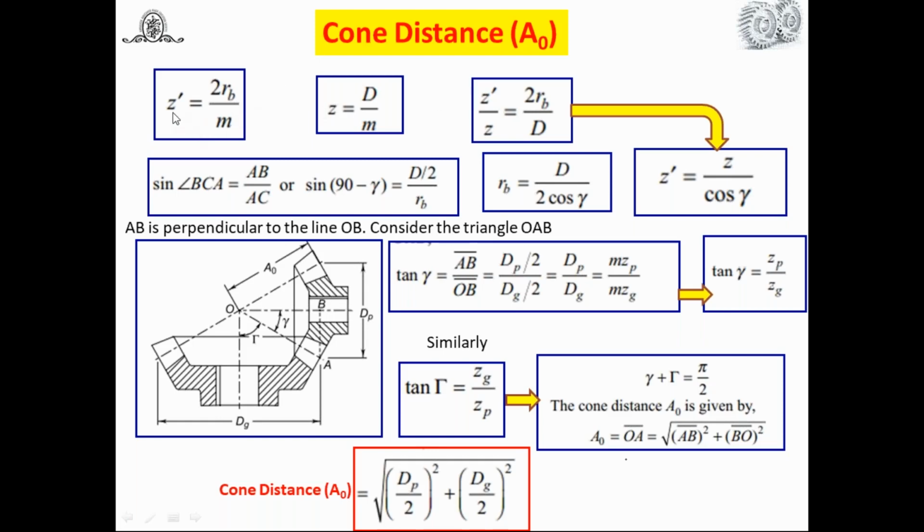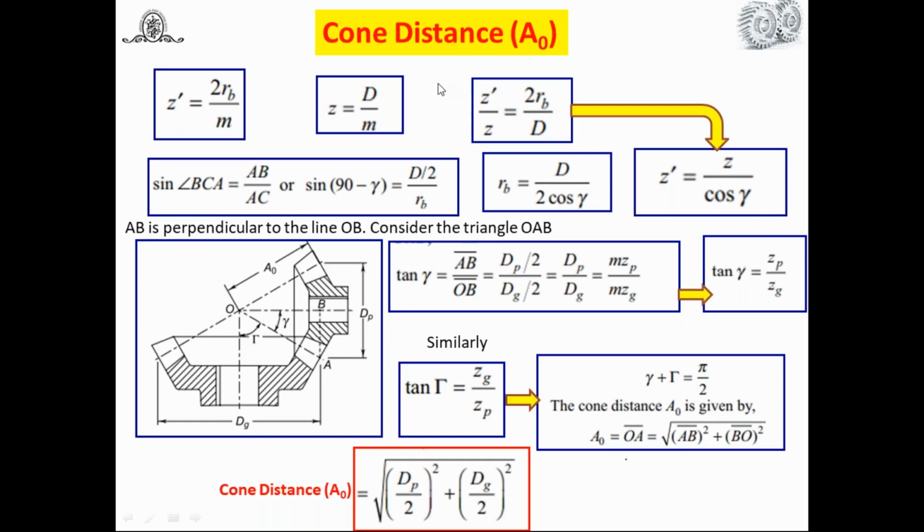Then you can take Z dash by Z here. By using these two equations, Z dash by Z, what will you get? 2 RB upon M upon D by M. M gets cancelled. You will get Z dash by Z is equal to 2 RB by D. But you know very well what RB is here.